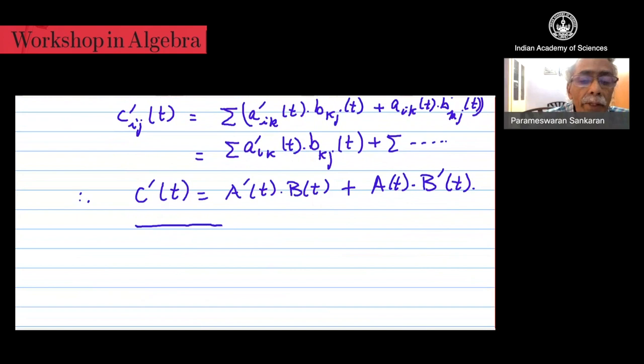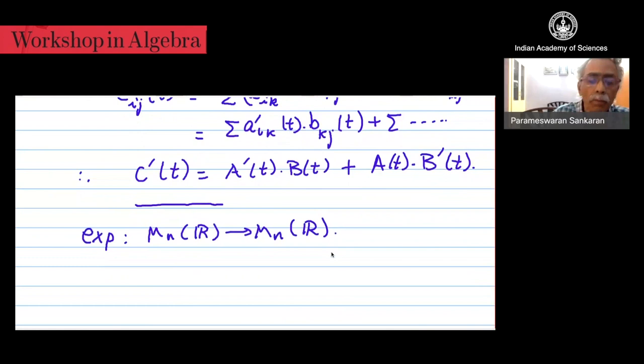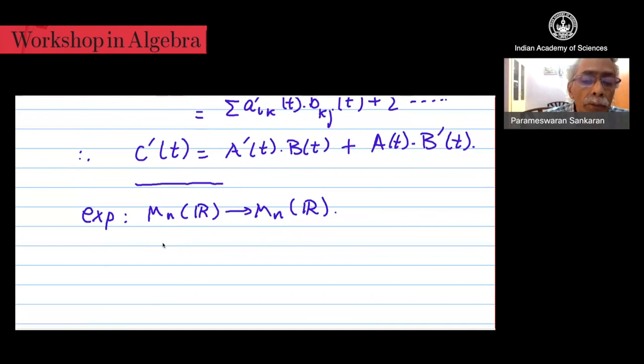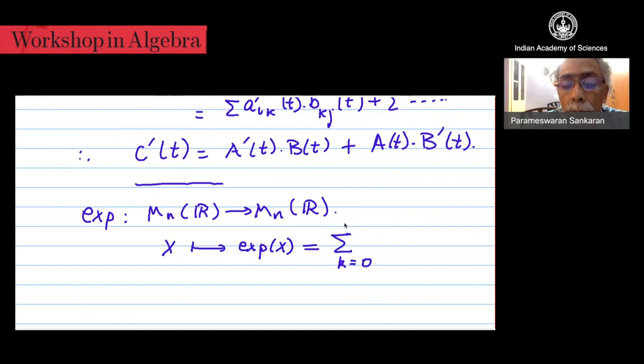So let us at the moment write exp from M_n of either real numbers or complex numbers, it doesn't really matter. Just to be specific, let me write real numbers. Exactly the same formula holds in the case of complex. So what is this map? So I take x, and like I said, this goes to e to the power x, or exp(x), and it is defined to be the summation k equals 0 to infinity of x to the power k divided by k factorial.